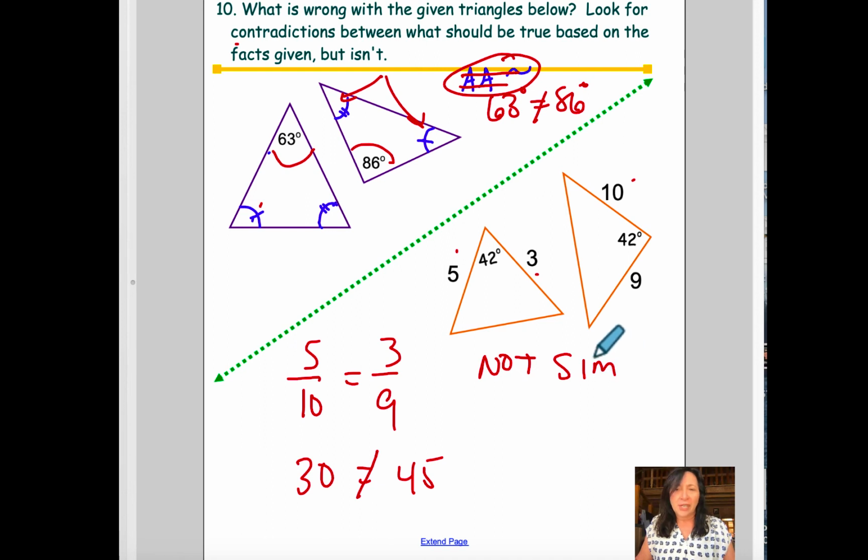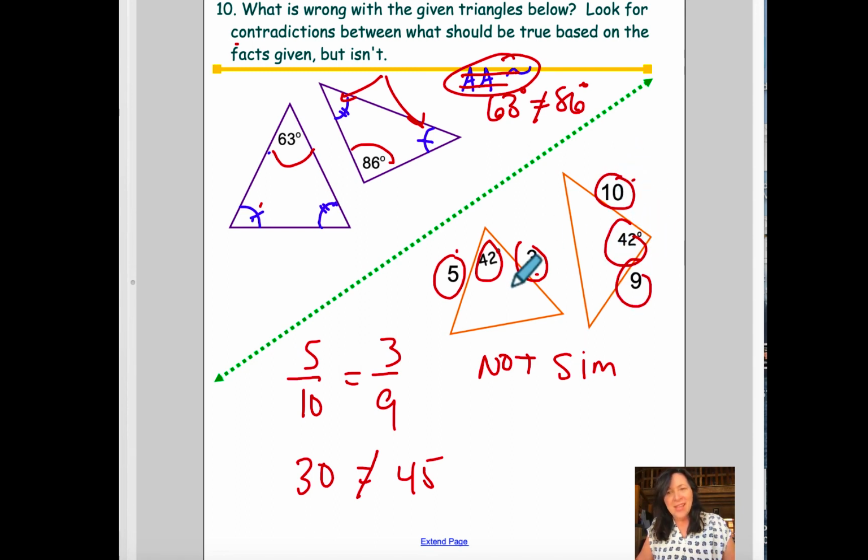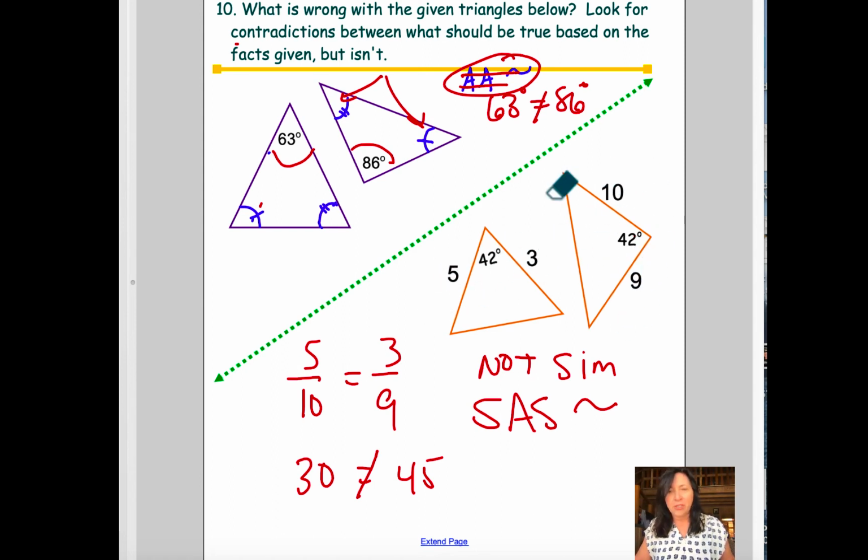And the contradiction is that if you have side, angle, side, normally these two triangles would be similar by the side, angle, side similarity theorem. However, the sides have to be proportional. So even if you have angles that are congruent, the two triangles are not automatically similar by side angle side unless the sides are proportional. But because the sides aren't proportional, the two triangles are not similar. That's the contradiction.